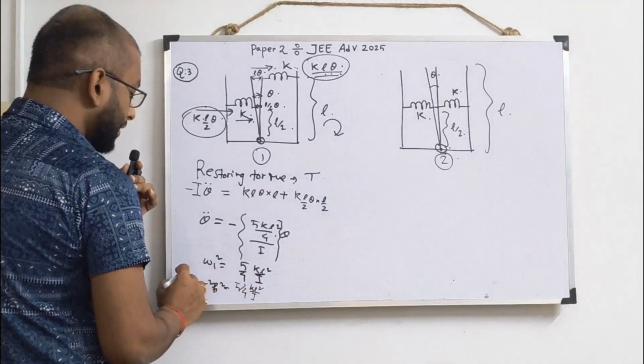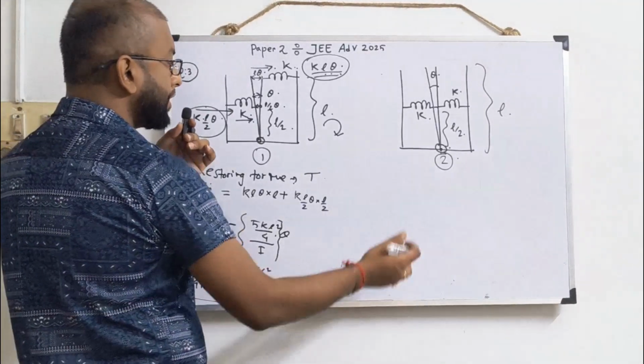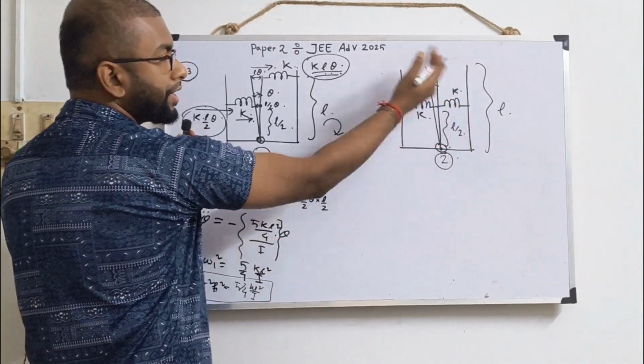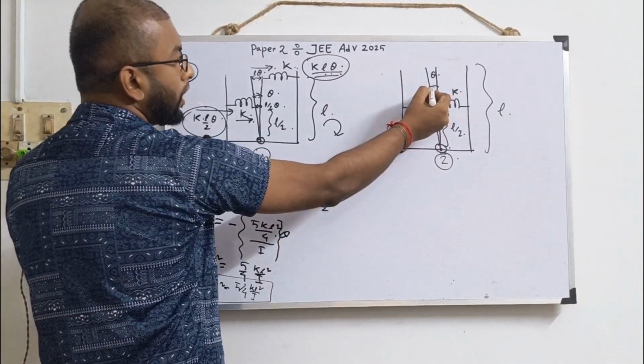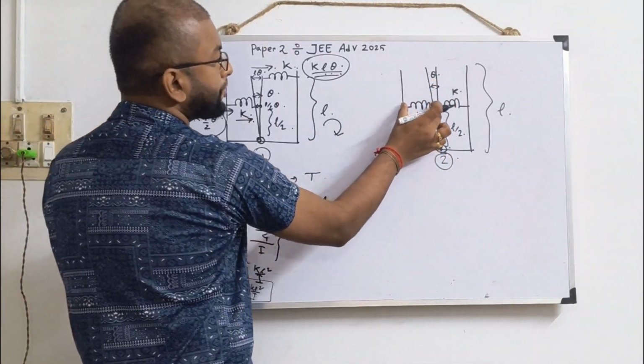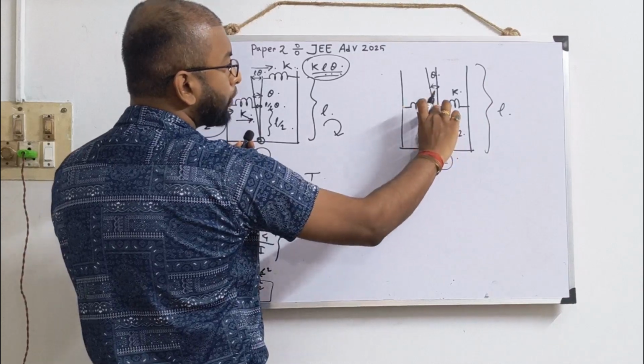Now we'll see the second case. Now we'll remember this or box this, and then we'll see the second case. In the second case, if the rod is of course displaced angularly by small angle theta, then this spring will be compressed, this spring will be extended. This spring will be compressed by how much amount? L by 2 into theta.